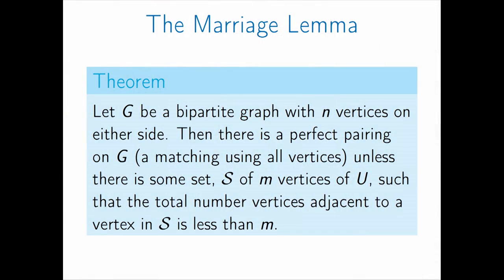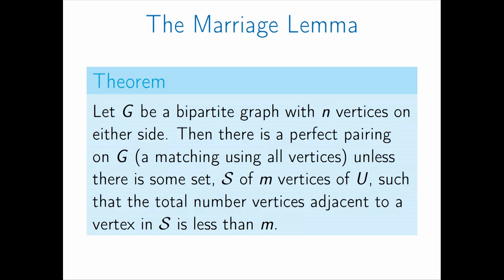Now, there's one more special case of Koenig's theorem that's worth mentioning. That's the case where G is a bipartite graph with n vertices on each side. One thing that you might want to do is produce what's called a perfect pairing on G. That is a matching that uses every single vertex on both sides. Now, it's a theorem that if you specialize Koenig's theorem to this case, you can show that there's always a perfect pairing unless there's some set of only m vertices on the left-hand side, such that the total number of vertices that they connect to is strictly less than m.